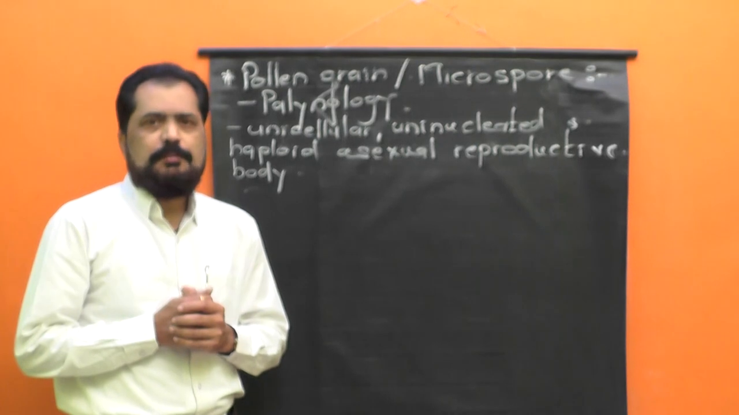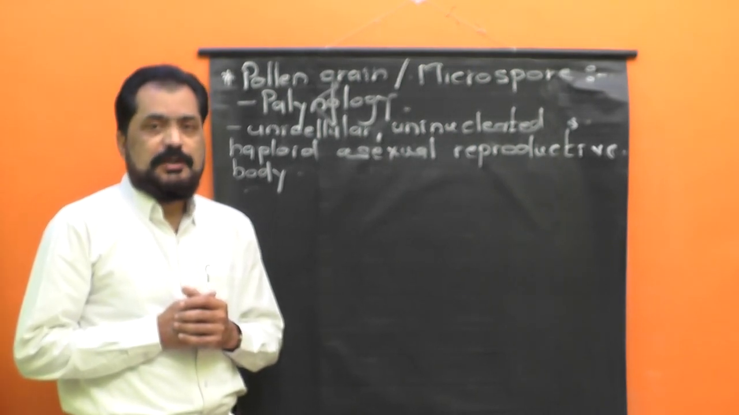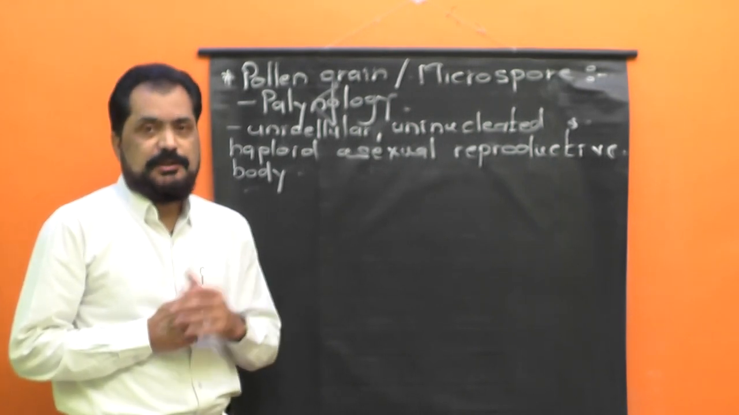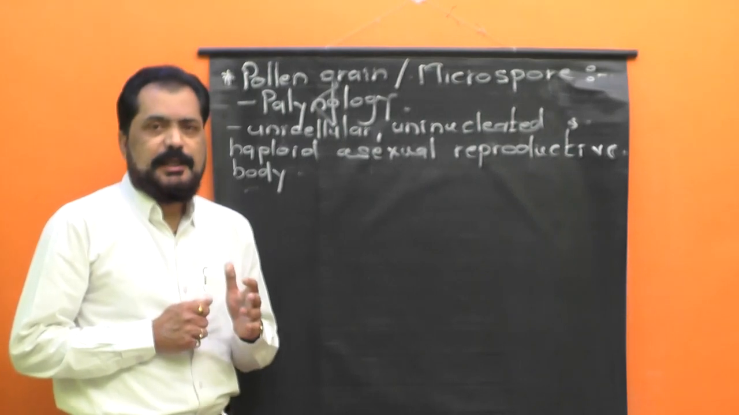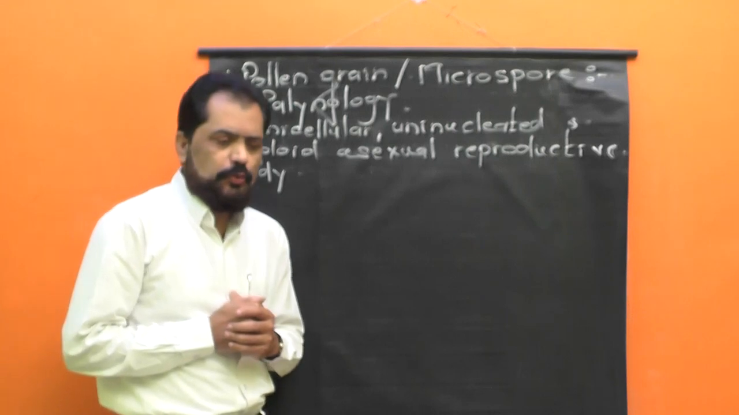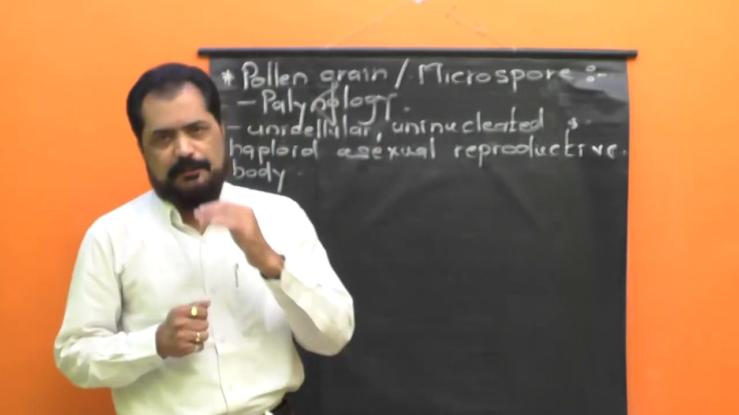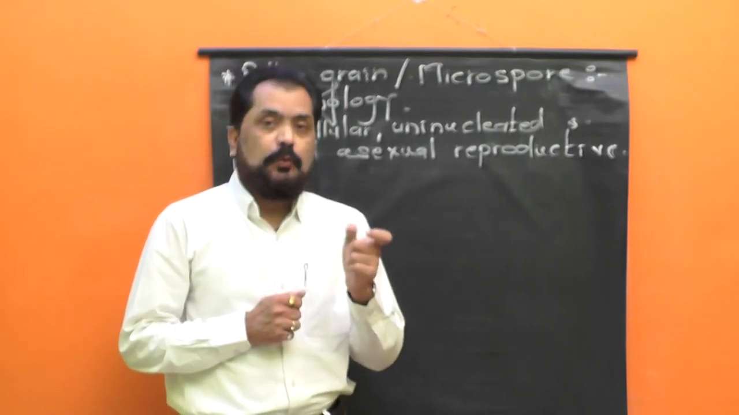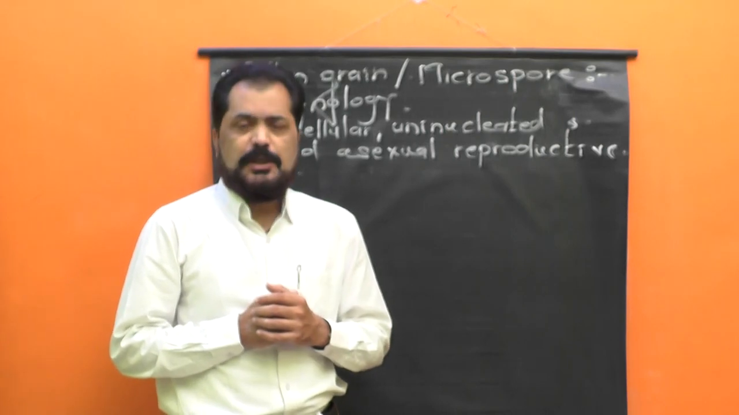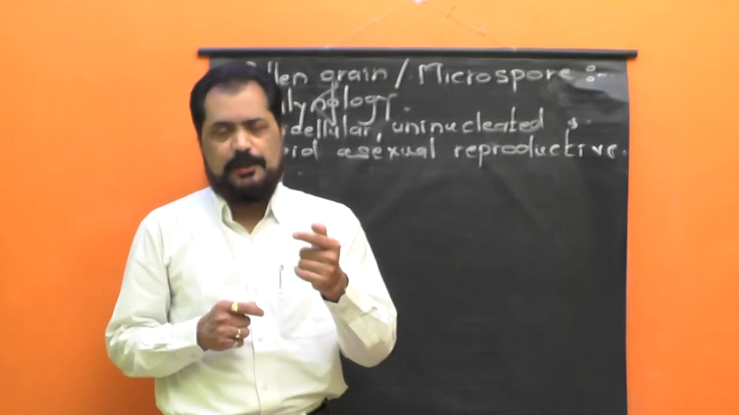I think you have studied the alternation of generations in plants. In our 11th class, we have seen that the life cycle of plants shows two distinct phases, sporophytic phase and gametophytic phase, or sporophytic generation and gametophytic generation, which appear alternately and successively in the life cycle of a plant.